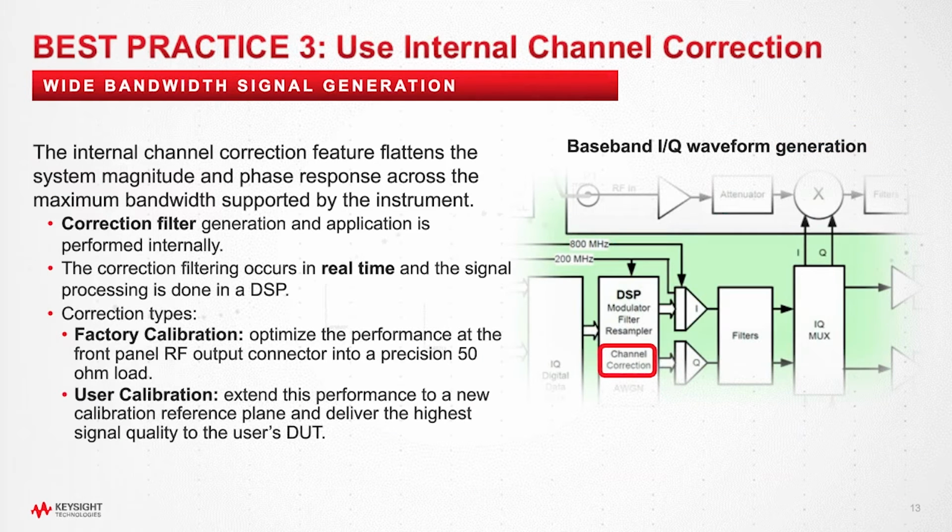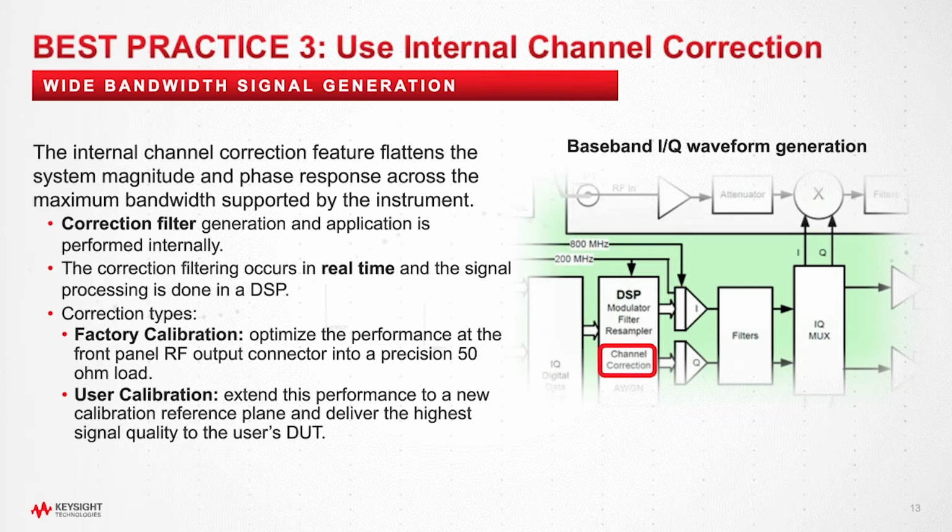Best practice number 3, use internal channel correction. Most new vector signal generators support an internal calibration routine that calculates the correction data for both the baseband and RF magnitude and phase error over the entire frequency and power level ranges. The correction data, including the parameters of the correction filter, is applied to the baseband waveform in real time. The signal processing is done in a digital signal processor.